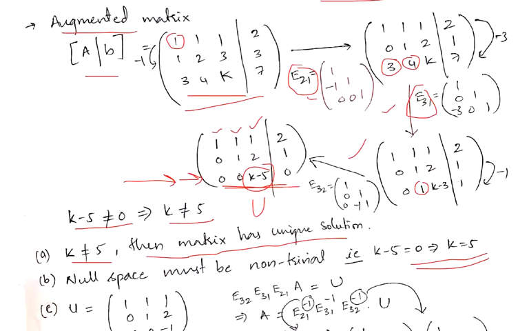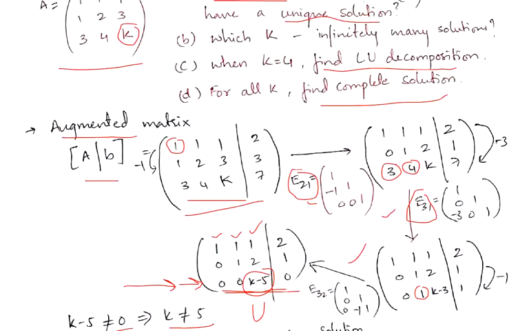You can refer to my previous video regarding the conditions for a solution to be unique or to have infinitely many solutions for non-homogeneous systems of equations. Okay, then coming to: when k is equal to 4, find the LU decomposition.